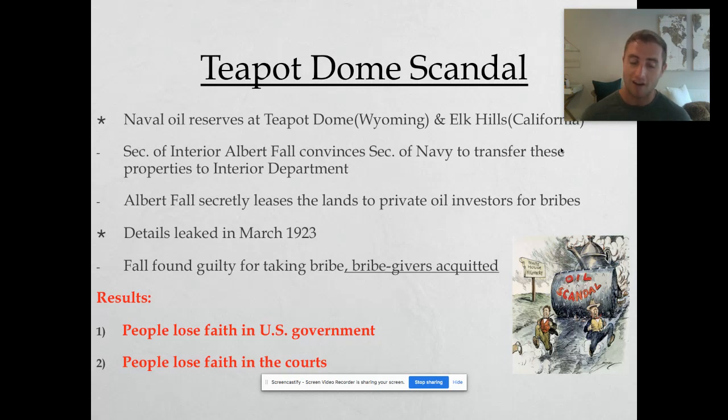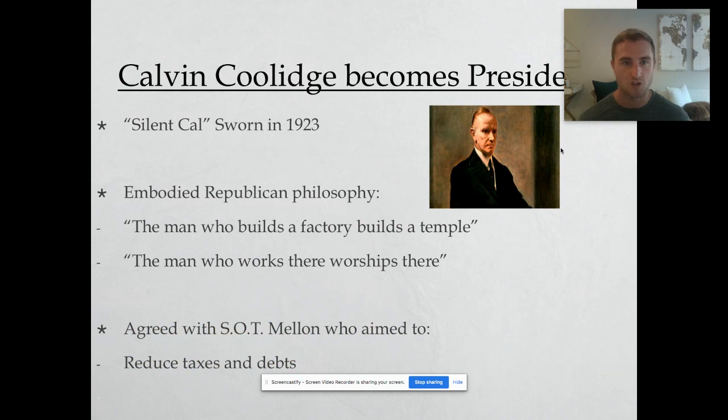justice wasn't served. And in another way that justice wasn't served is that Albert Fall is found guilty for taking the bribe, but the bribe givers, the two people that gave the bribes, were acquitted because they had such great lawyers. And this is going to be a very frustrating thing for the American public. First of all, frustrating that we have someone in the executive branch that is accepting bribes, and then losing faith in our court system, because how are these people that bribed for their own personal use not being thrown in jail? As the saying goes, you don't see many millionaires in jail, and that holds true here.